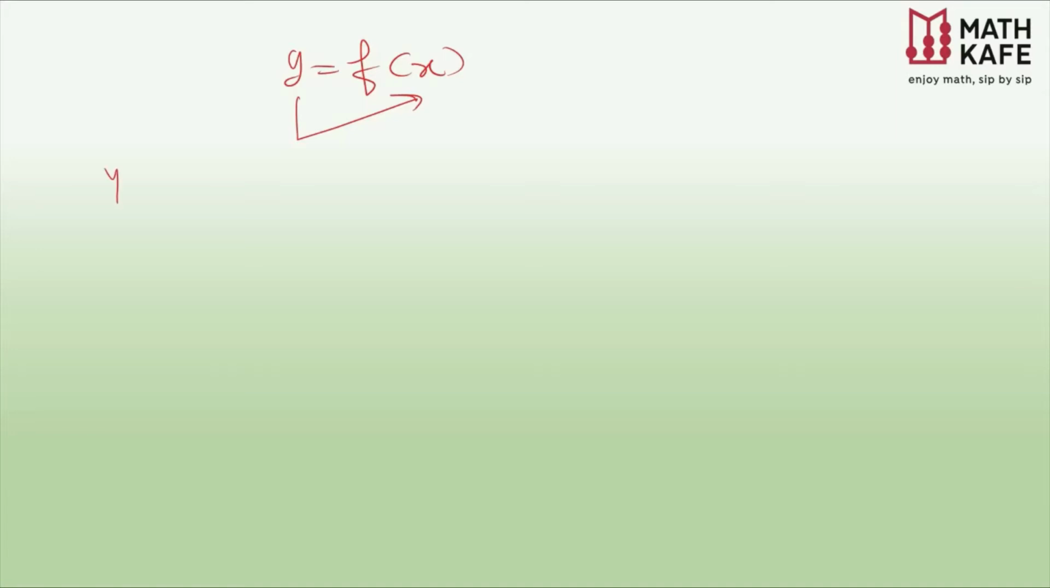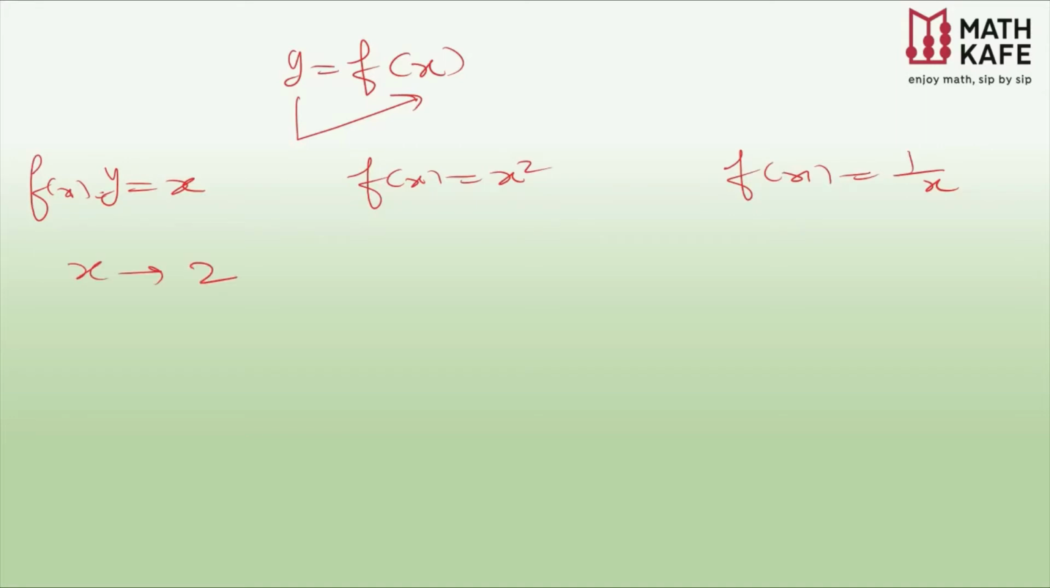Consider some simple functions: y equals x, or f of x equals x, another one f of x equals x squared, and f of x equals 1 by x. We just consider some cases. As x approaches 2, what will happen to f of x? Obviously, when x approaches 2, f of x also will go to the value 2. Similarly, here when x approaches 2, f of x is going to be 4. And here when x approaches 2, this is going to be 1 by 2.